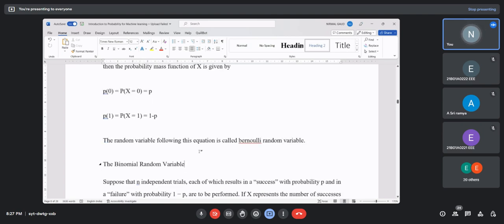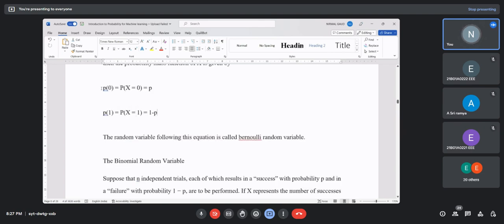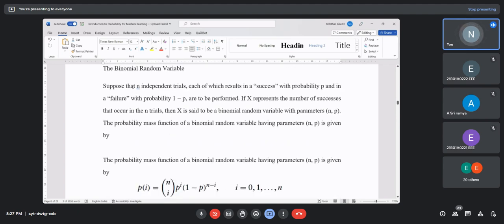I'm not teaching you the hard terms. And you said, sir, the random variable of the following equation, the equations which you have defined above, is a Bernoulli random variable. And what is this? Suppose there are n independent trials, not dependent, n independent trials, in which success has a probability p, and failure has 1 minus p probability, are performed. So X represents the number of successes that will occur in n trials. X is said to be a binomial random variable with parameters (n, p).